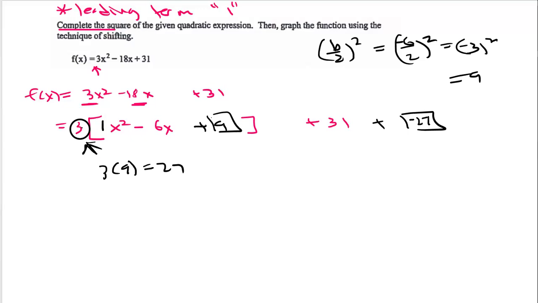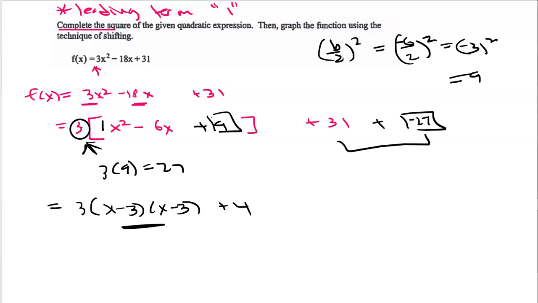All right, so now what we need to do is simplify this. So we have 3, and then we have x squared minus 6x plus 9, so I can factor that, and that's going to give us x minus 3 times x minus 3. And then 31 plus -27 is going to give us a positive 4. Again, my goal is to write this in vertex form, and I'm getting close to it. So we got the two factors that we need, and we have our coefficient here and then a number out here.